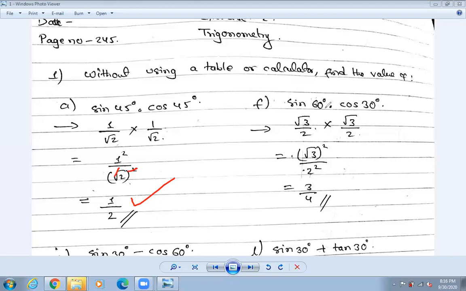So sine 60 means it is root 3 by 2. So root 3 by 2. So what is cos 30? It is also root 3 by 2.